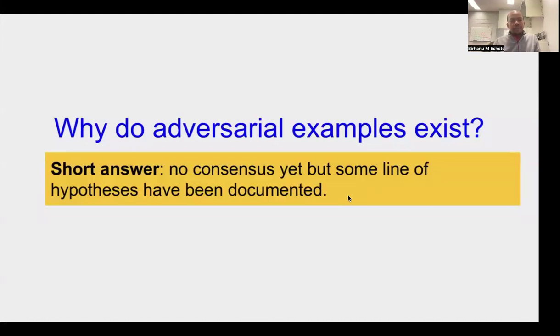Okay, now, why do adversarial examples exist? What is really behind this phenomenon? Unfortunately, we are still trying to figure this out. So there's no consensus yet as to what is the conclusive cause of adversarial examples. But there are some hypotheses documented over the years, especially after the 2015 paper from Google that demonstrated the intriguing properties of neural networks when they are fed with adversarial examples.